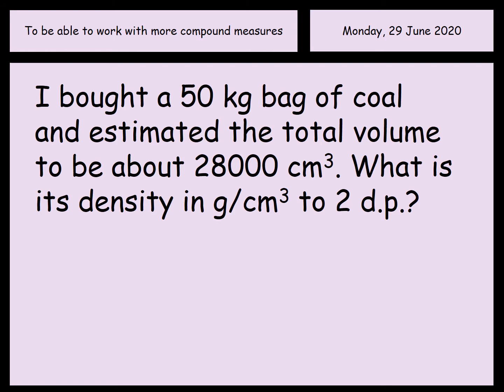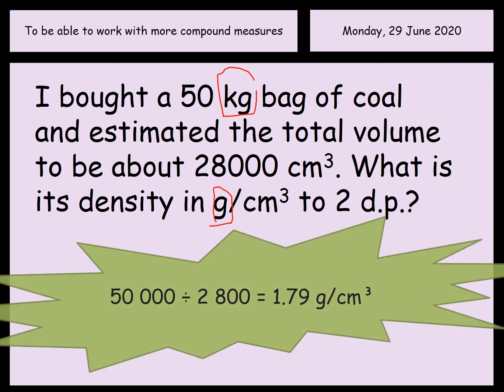A 50 kilogram bag of coal, estimated the total volume to be 28,000 centimeters cubed. What's its density? Again, be careful, look, grams, kilograms. So we're going to have to do a bit of conversion. Okay, and we're going to do 50,000 divided by 28,000, and that's going to give you 1.79 grams per centimeter cubed.